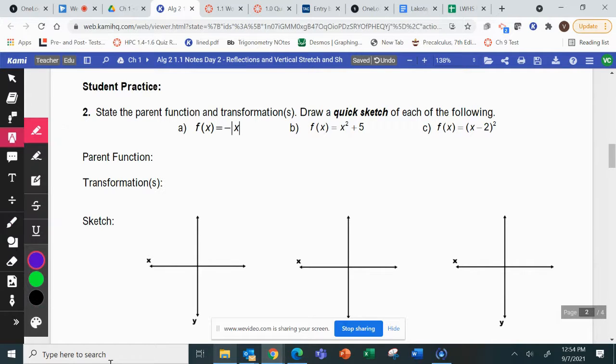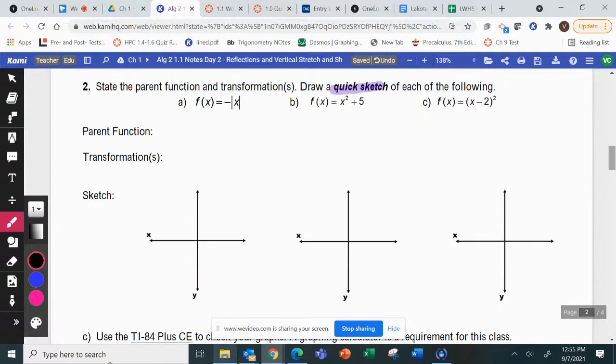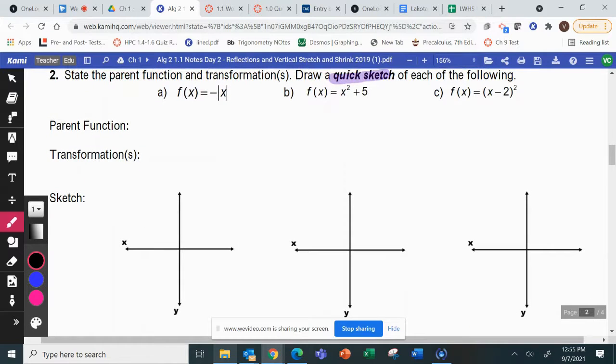So part of your assignment will say draw a quick sketch. And for the quick sketch, you do not need to be exact. You'll see there's no numbers on the graph. That's just to save you some time, okay? When it's got the whole grid, that's when you're going to be exact. These will say quick sketch. You don't have to be exact. We need to state the parent function, then the transformations, and then draw a quick sketch of both. So I'm going to look at the parent function for each of these first.